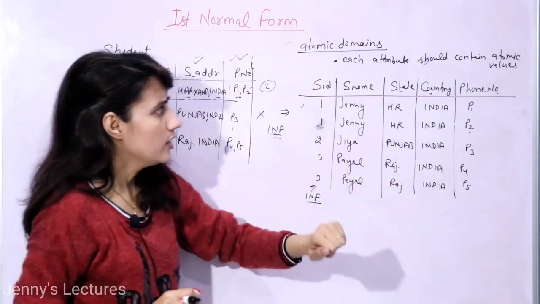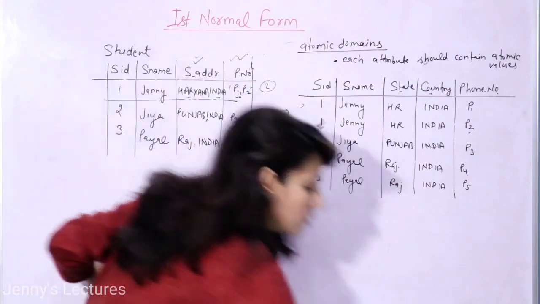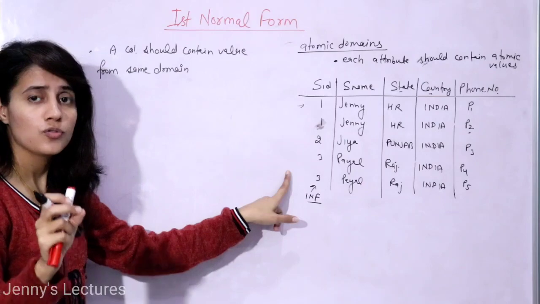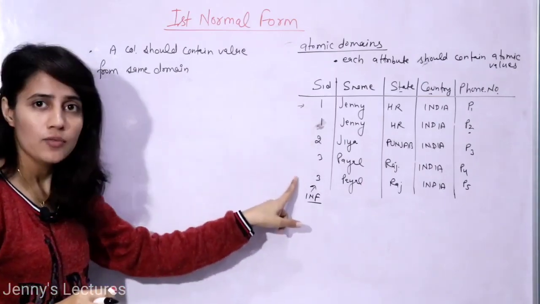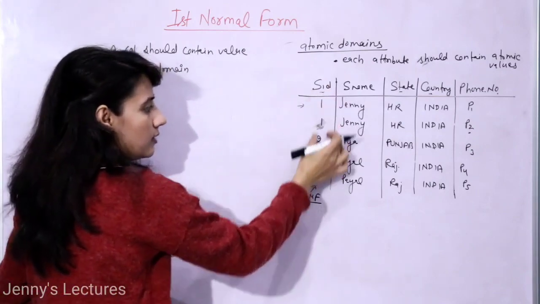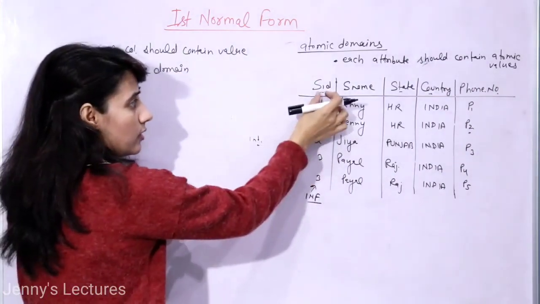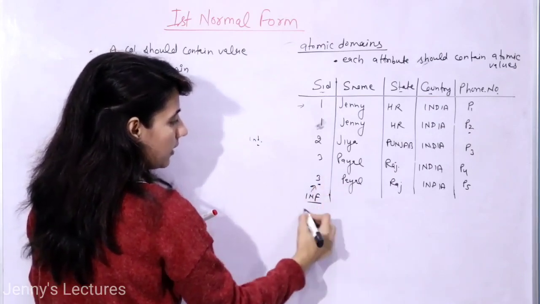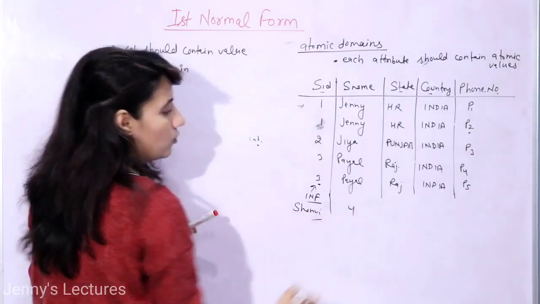Now the second point. The second rule is, first rule is this one, now the second rule is: a column should contain values from the same domain, or in simple terms, a column should contain values that are of the same type. Now what does that mean? SID, here I am taking this domain as integers, right? So here we cannot add S name, like here I am writing Shanvi, and here I am writing the roll number 4.